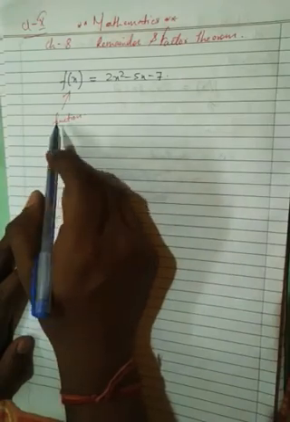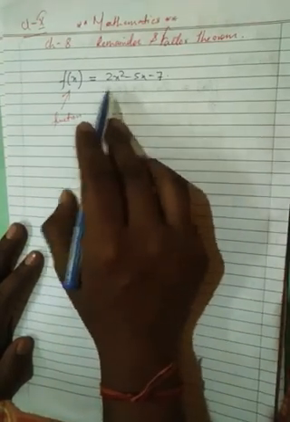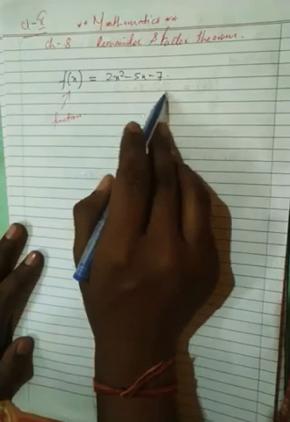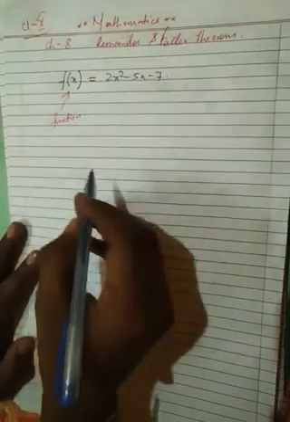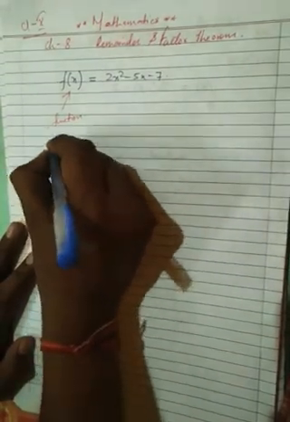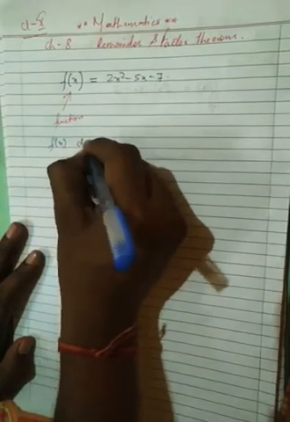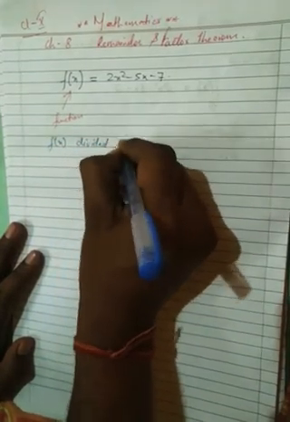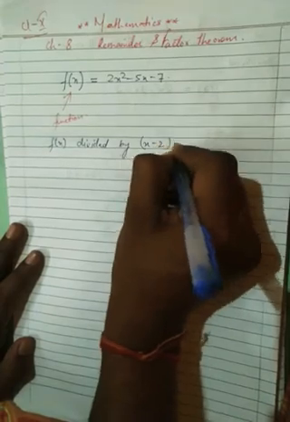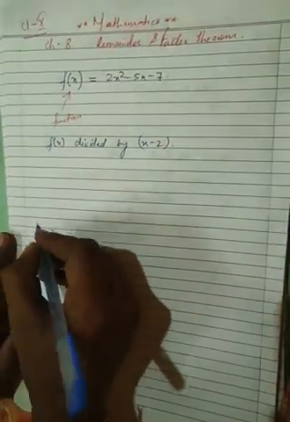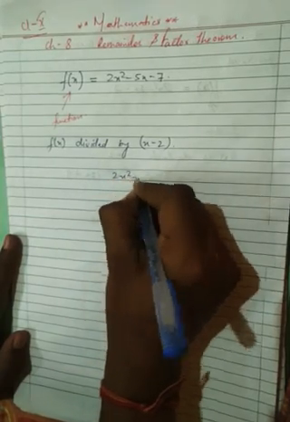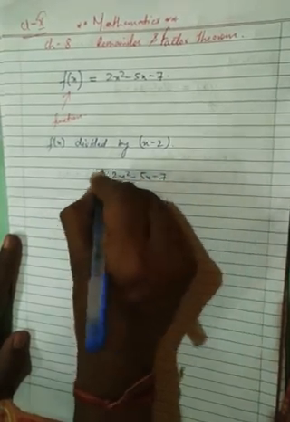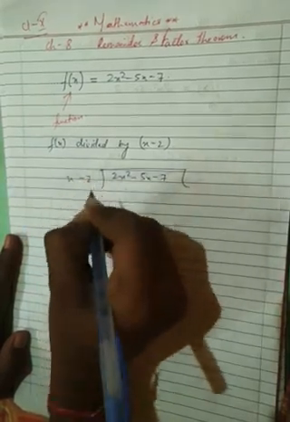Okay, so this is the expression given. If I substitute a value of x here, it will give you some value of that function. Now let's say I divide this f of x by x minus 2. What are we getting? If I divide it by x minus 2, I'll get 2x square minus 5x minus 7 whole divided by x minus 2. This we have done in small classes.